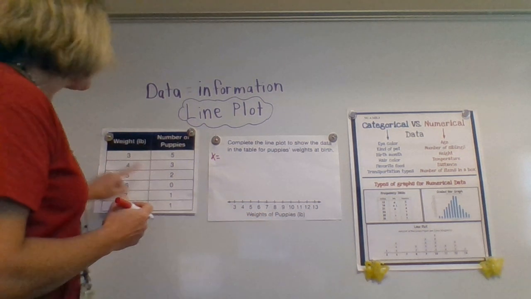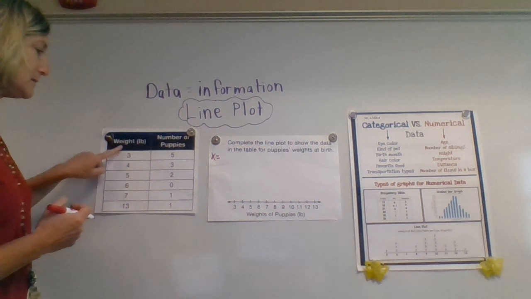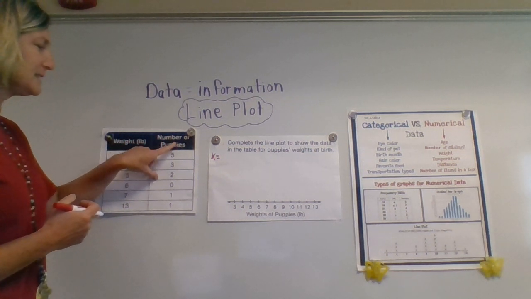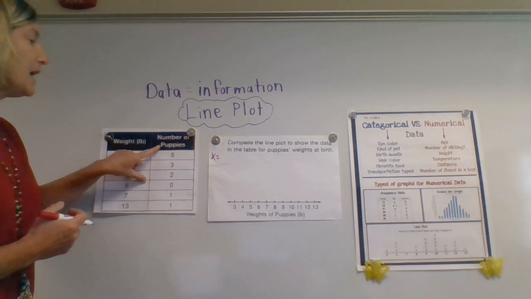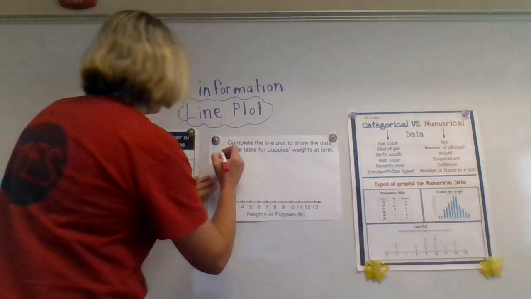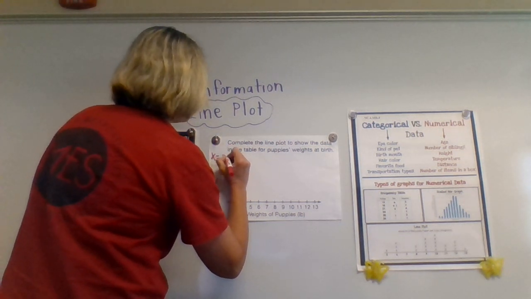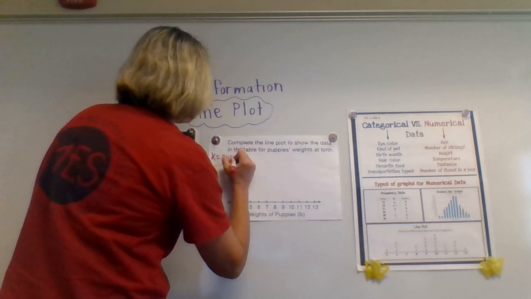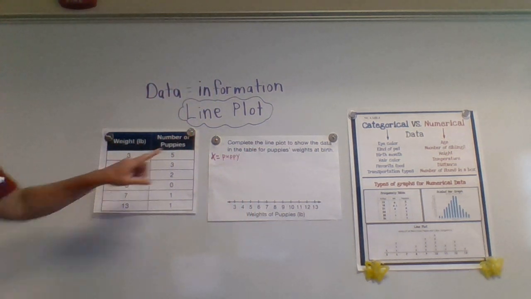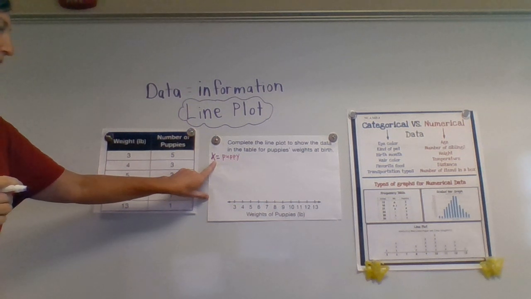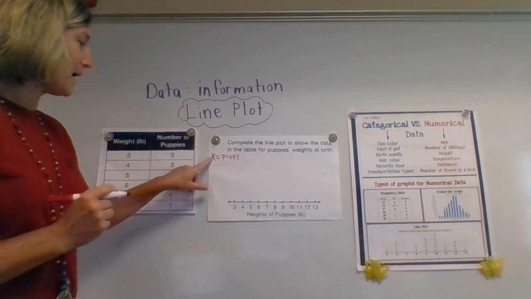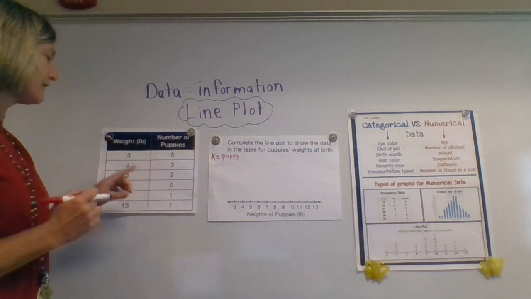So if down here we've got the weight of our puppies, okay, what is the X going to stand for? The X is going to stand for the number of puppies. So when I have an X, okay, I know that that's going to tell me the number of puppies. All right, so let's look at our information here.